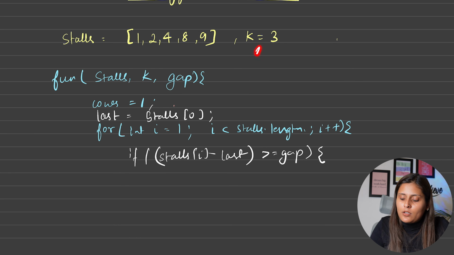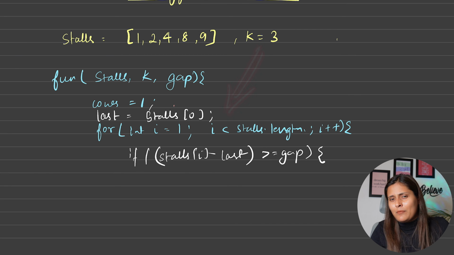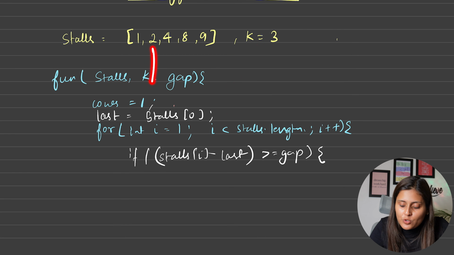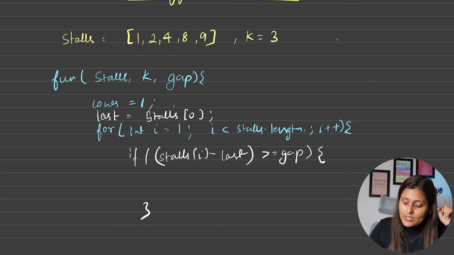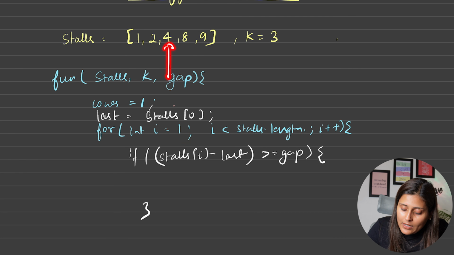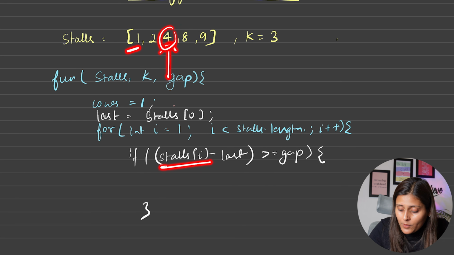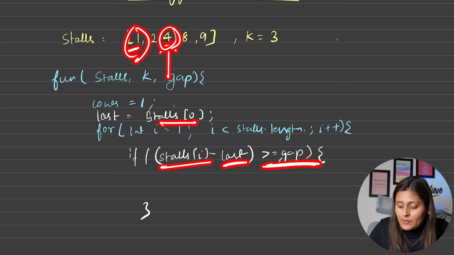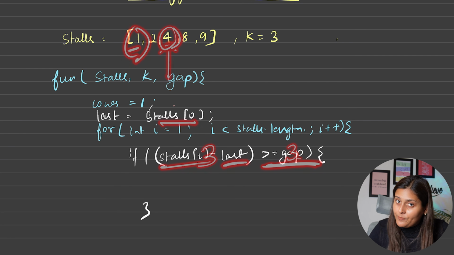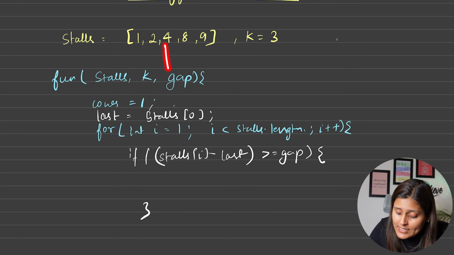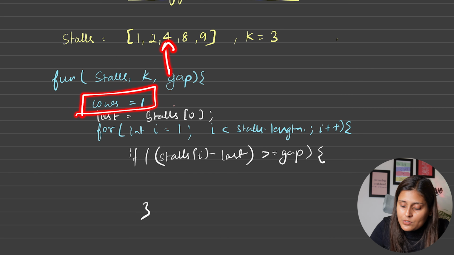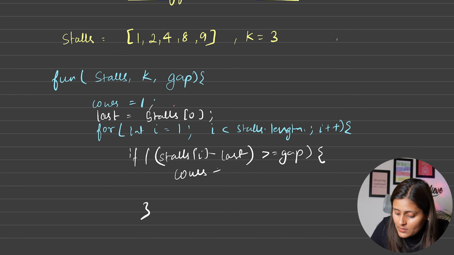But suppose I am trying to fit the cows with a minimum gap of 3. Definitely 2 minus 1 is not enough, so we cannot put this cow here. Hence this if case will not run, and we will move to the next i, which is 2. Now if you see, this 4 minus 1, this gap is enough. So we will check stalls of i, which is 4, minus last, which is stalls of 0, that is 1. Is it greater than or equal to gap? Gap is 3, so of course 3 is equal to 3. It is possible, so I can fit my second cow here. For that, what I have to do is simply cow plus plus.